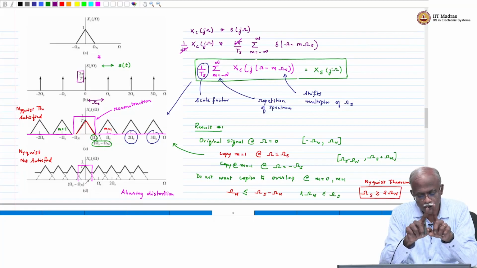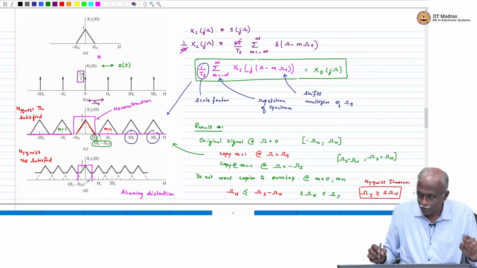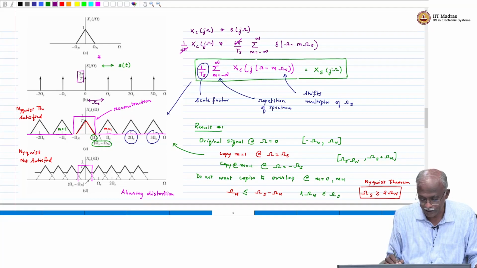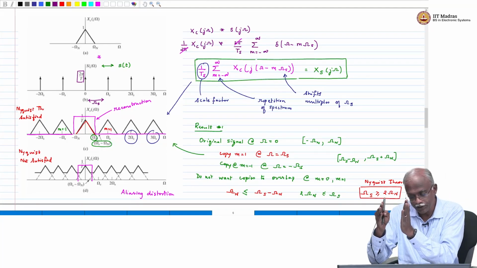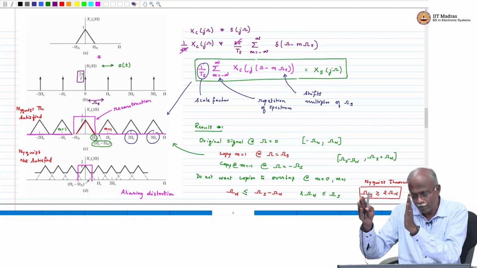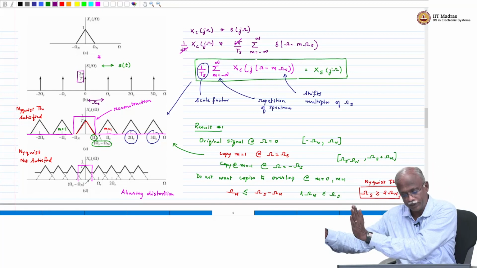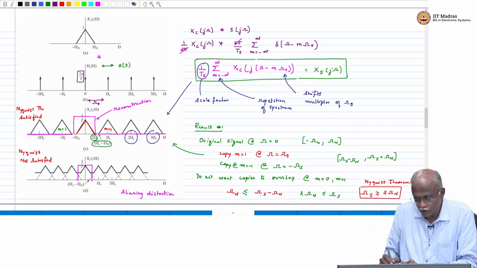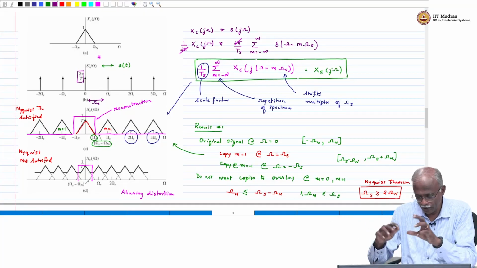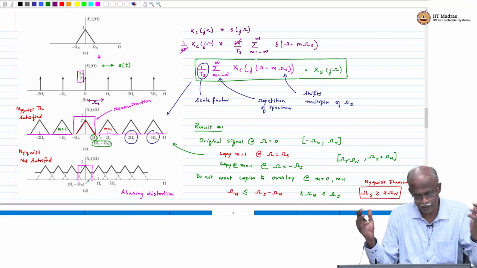So, in order for these 2 spectra not to overlap, we said that the condition that must be satisfied is that omega n, which is the highest frequency component of m equal to 0, must be less than or equal to the lowest frequency component of the first copy on the right, that is omega s minus omega n, and when you compare it, then you get the Nyquist criterion.